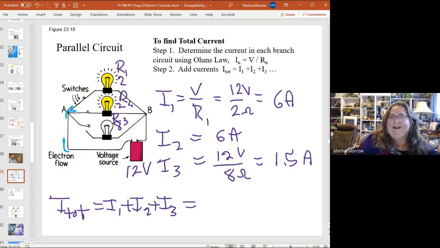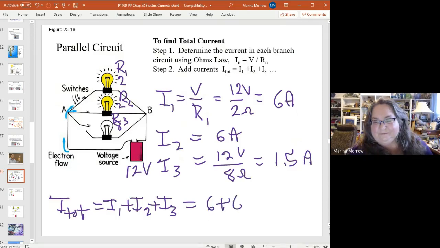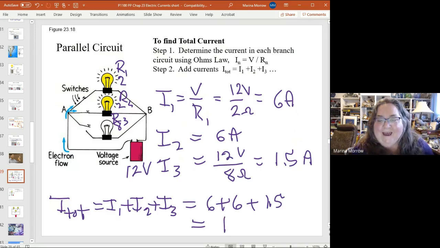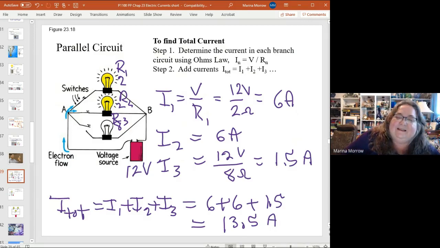All right, so 6 plus 6 plus 1.5. It'd help if things would write properly here. Keep having to make every line twice. So 6 plus 6 plus 1.5 is going to be 12, 13 and a half, right? 13.5 amps of current. Now, before we go off this, one thing is, that's a lot more current than we got in the other circuit, right?